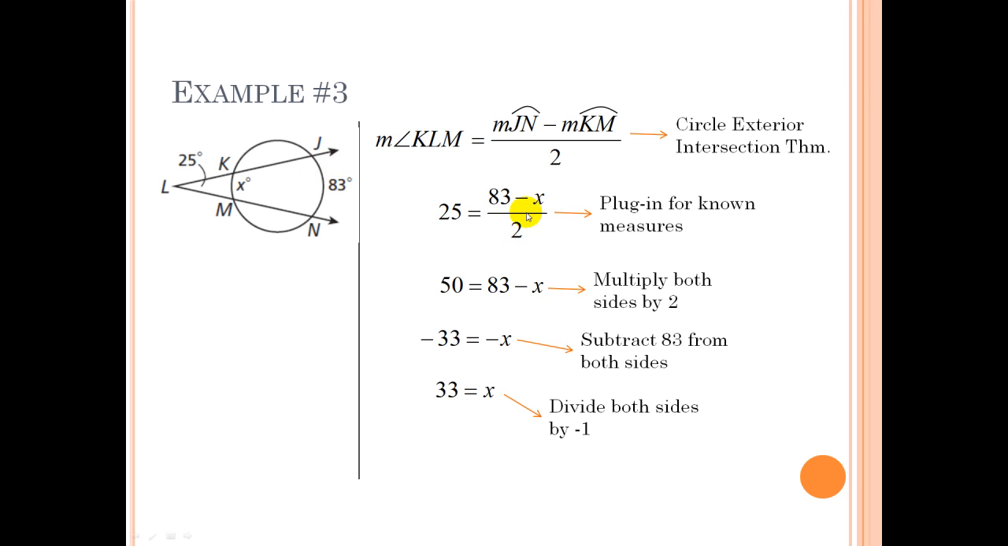Start applying some algebra. Again, I multiply both sides by 2 because I'm dividing by 2, and that's the opposite. So I get 50 is 83 minus x. I'm going to go ahead and subtract that 83 from both sides with the x by itself. I get negative 33 equals negative x. Since they're both negatives, I'm going to divide both sides by negative 1, or just basically get rid of the negatives. And I get x is 33. So I end up with a 33-degree arc right there, which, if you look, 83 minus 33 is 50, divided by 2 is 25, so that does work.